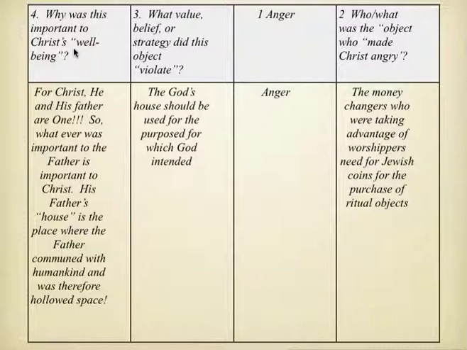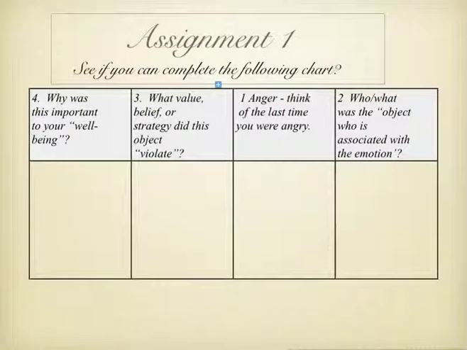So these four steps are important steps in the process. What's the emotion? Who's the emotion directed at? What are the values or beliefs that are at the base of all of this? And then, why was this important? So what I'm going to ask you to do is to think about the last time you were angry. Who were you angry at? What value or belief or strategy did this person violate? And why was this important to your well-being?